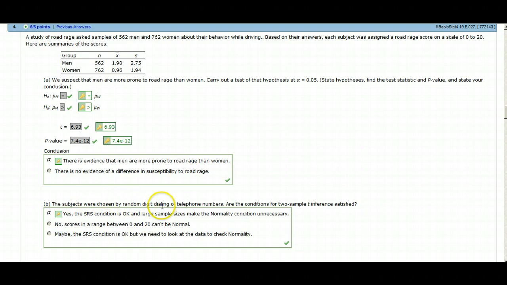The subjects were chosen by random digit dialing of telephone numbers, so that is randomly done. Are the conditions for the two-sample t inference satisfied? Yes, because the sample is a random sample, and this one has really large sample sizes, so it makes the normality condition unnecessary. So that's just how we would run a t-test. It's very much like what we did last chapter, but we're using that new standard error, the square root of s sub 1 squared over n1 plus s sub 2 squared over n2, instead of just using s divided by the square root of n. So a little bit more complicated.